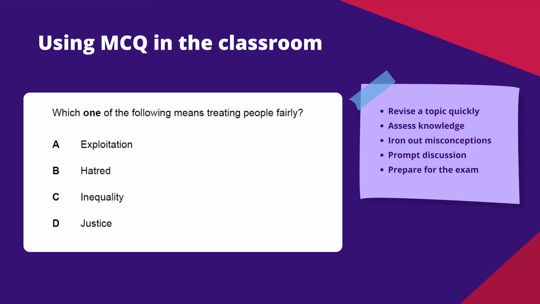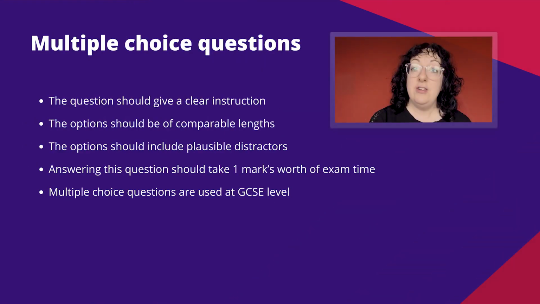If you are going to write your own MCQs, it's worth looking at some useful principles in how we design them. The question needs to give a clear and concise instruction. The options should be of comparable lengths so that no one option stands out too much as the correct or incorrect answer. The options should also include plausible distractors. In other words, they need to be at least related to the subject matter so that they can't be eliminated by students who do not know the correct answer.